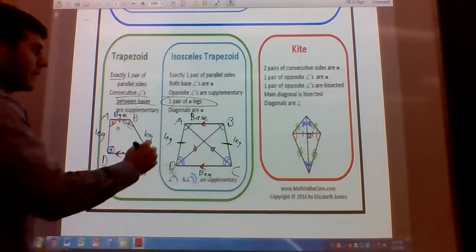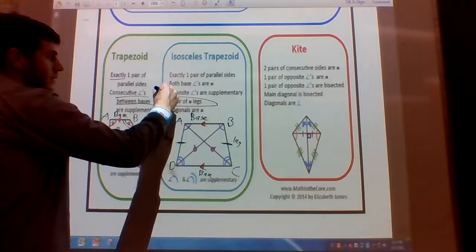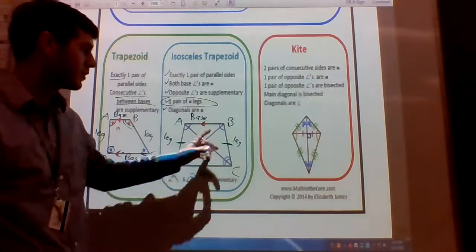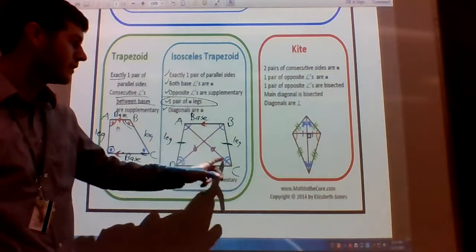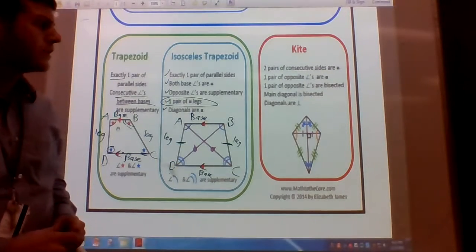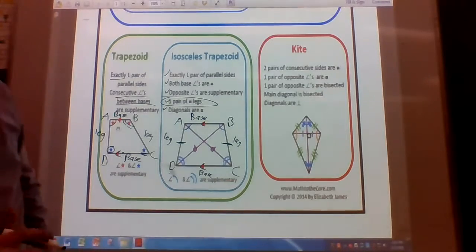Then we also have that diagonals are congruent as well. Okay, so five additional properties there. Diagonals can go in from one to the other, so BD and AC. Okay, two consecutive sides are congruent.